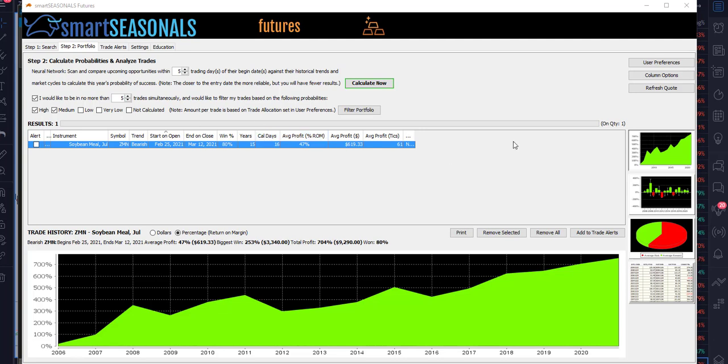So this is what we're looking at today, a trade that started on or around February 25th, so last week, with an end date on or around March 12th, has displayed an 80% win rate over 15 years. It's 15 years of data.